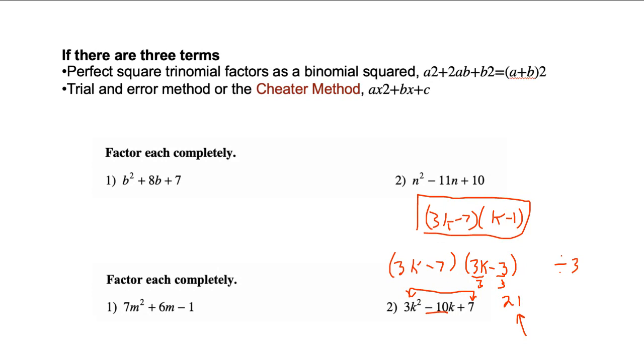Before, when I used to do it, I used to do this box method. That really messed up the kids. But this cheater method, man, it's so cool. Nope, you only divide one of the parentheses by that number. Only one. And it would never end up like that.